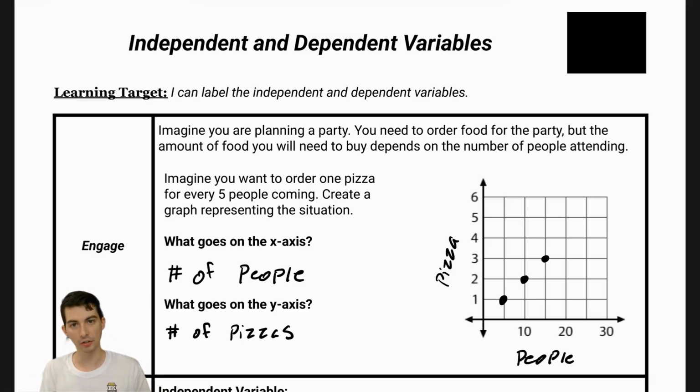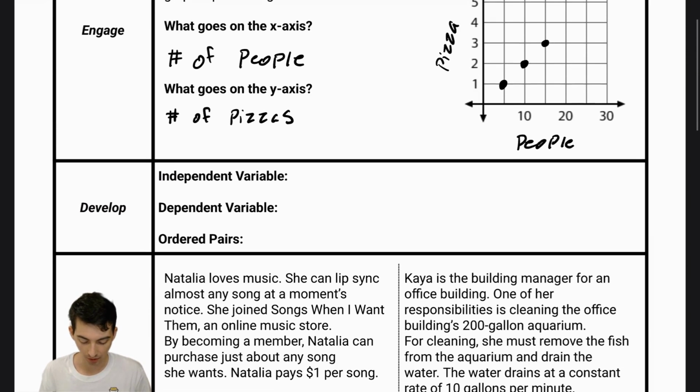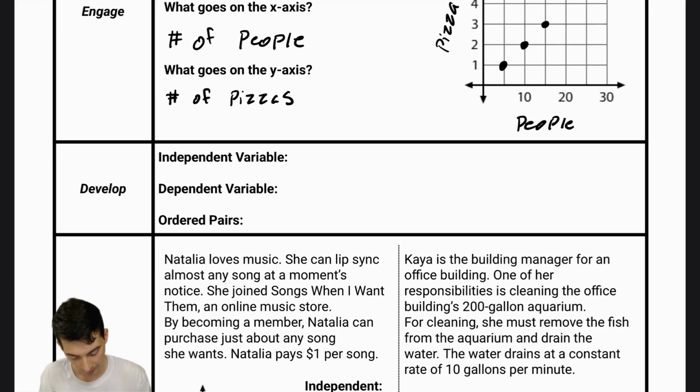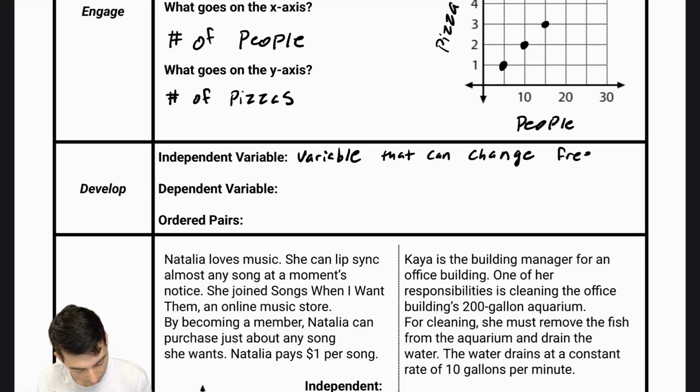And so this is kind of an introduction to what independent and dependent variables are. You already know what this means. Now we're just going to formalize it. So an independent variable is a variable that can change freely. Independent variable is a variable that can change freely.